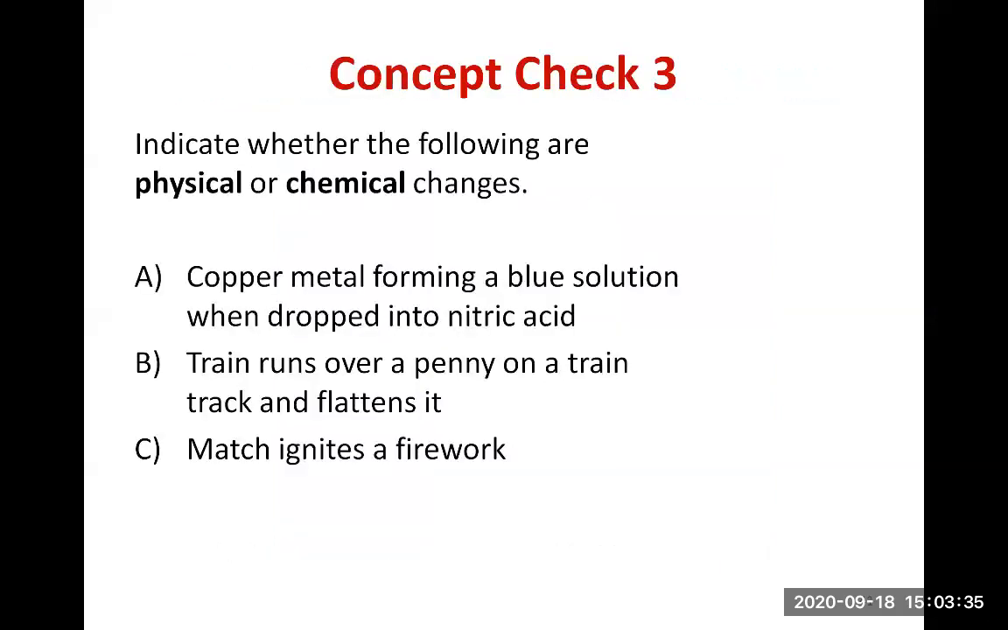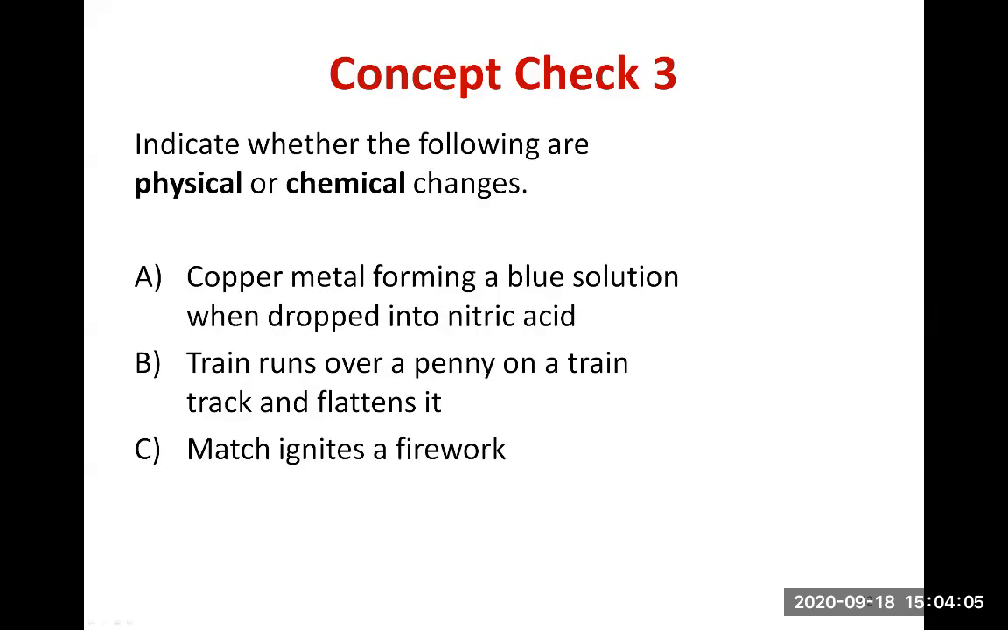So let's go through this concept check to verify that you can apply those different terms, physical change and chemical changes. So again, pause the video to work this on your own before you watch the answer. So copper metal forming a blue solution when dropped into nitric acid. Is this representing a chemical change or a physical change?